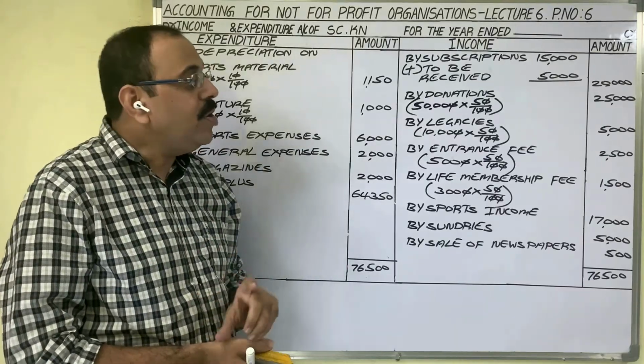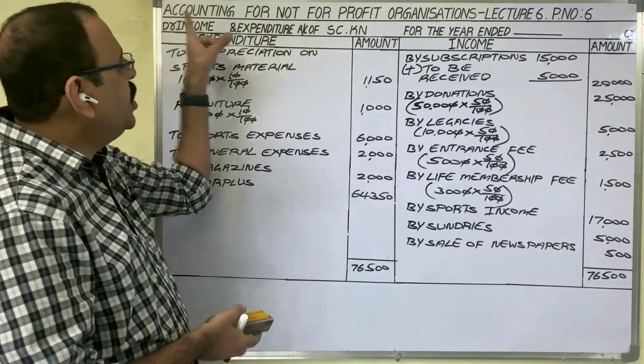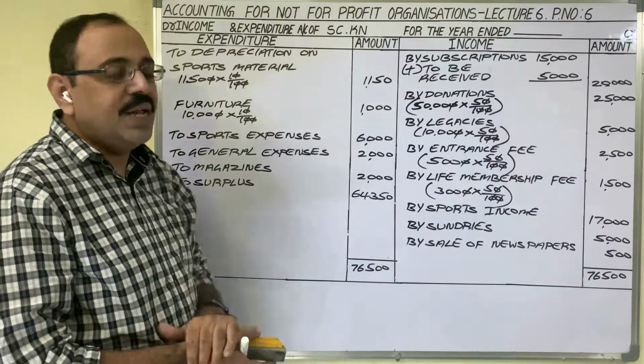So this is all about sixth problem from admission for not for profit organizations topic.